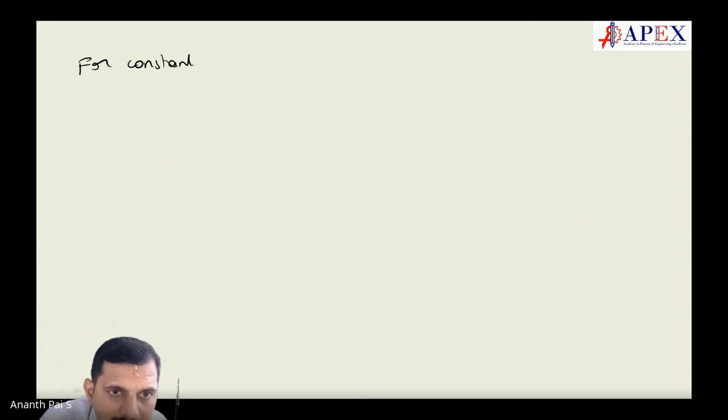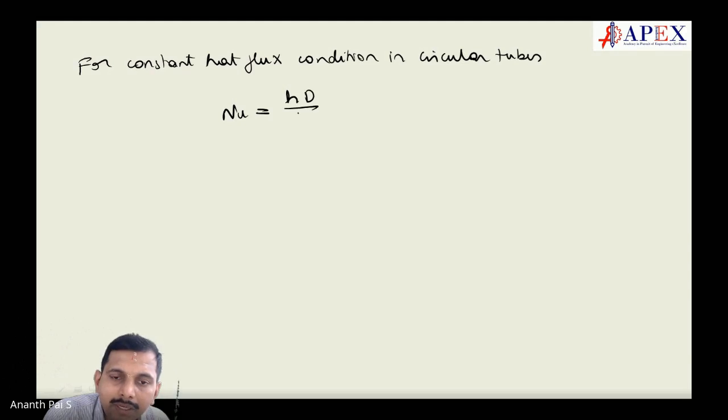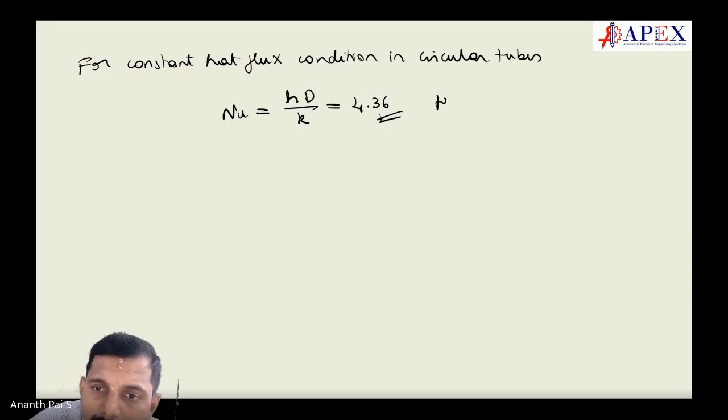Next, for constant heat flux condition in circular tubes, very important. In circular tubes, the Nusselt number, equal to hD by k, is always equal to 4.36. h does not change when it's fully developed flow. Okay, for fully developed flow, very important.